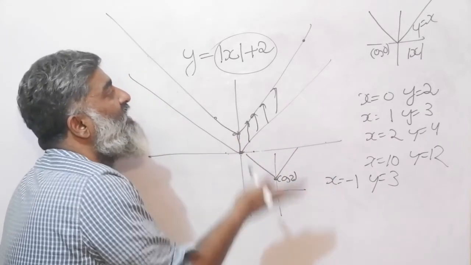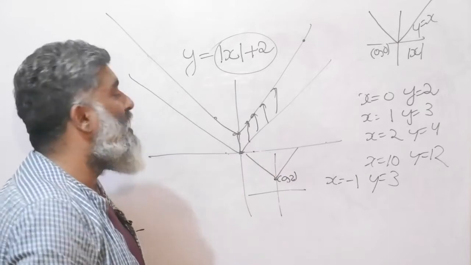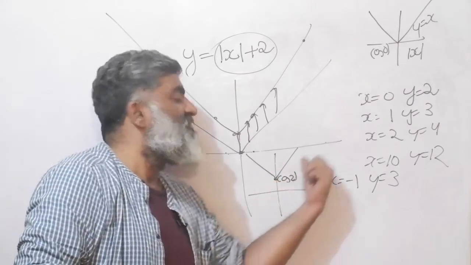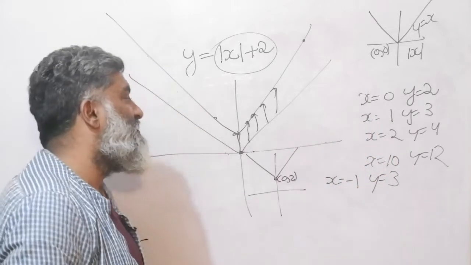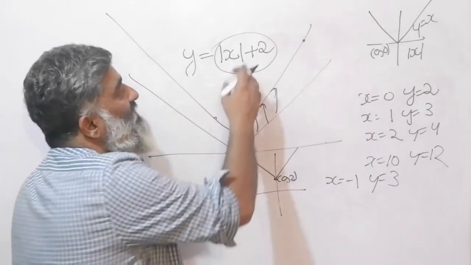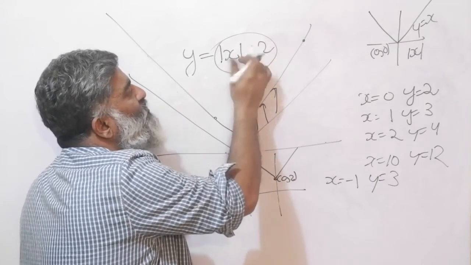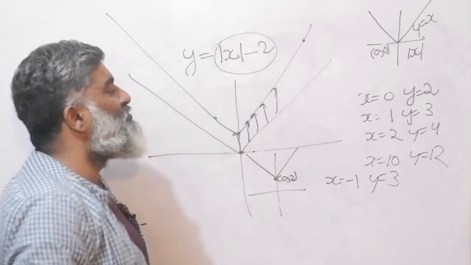So I can plot the points. All I know is that everything has shifted 2 up. And I don't need all the points. This is an interesting point. After that, it's a straight line, right? So I can start thinking there. So I hope we understand what happens when there is a plus 2. Now I will not go into so much detail. What if I put a minus 2 here?